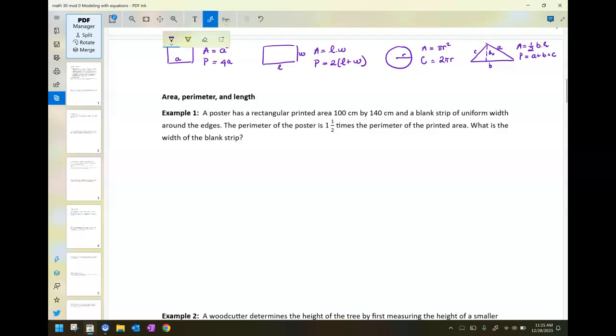So here, looking at this, we can tell that we let x be the width of the blank strip. Or maybe let's call it W. So let W be the width of the blank strip.